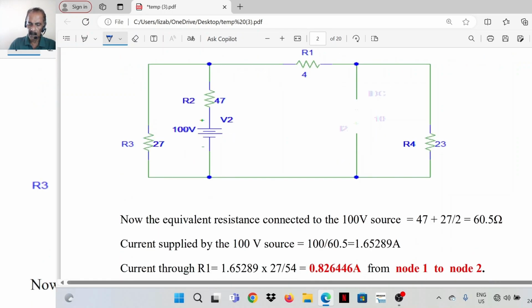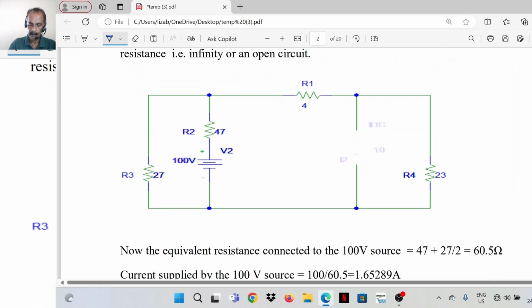So current through R1 can be found by, first we will consider the net resistance of the circuit, or net resistance coming across the 100-volt source. In series with the 100-volt source, resistor R2 is connected, that is 47 ohm. On the left side, there is a 27 ohm resistor. On the right side, this branch is open. So R1 is 4 ohm, R4 is 23 ohm. So total resistance coming on the right side, that is 27 ohms.